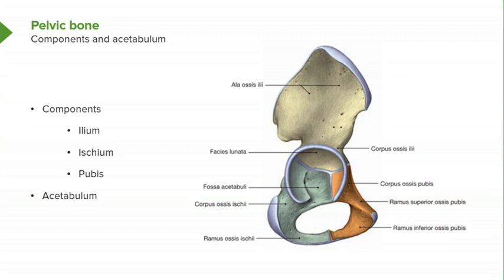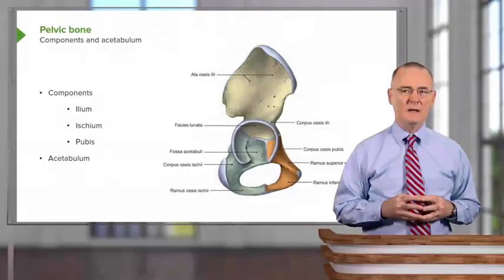The ilium helps to form about 2/5 of the acetabulum. The ischium, about 2/5 as well. And then the pubic bone will help form the remaining 1/5 of the acetabulum.